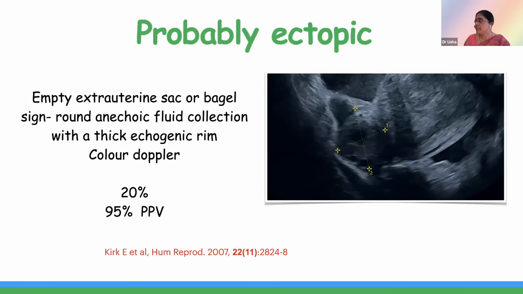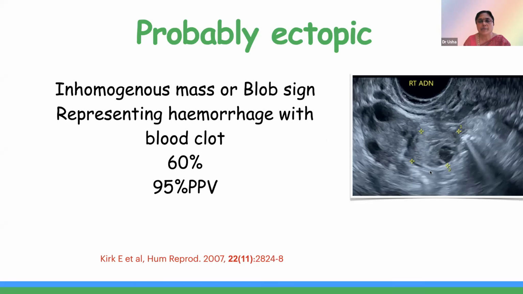So next, there are two other signs which tell that this could be probably ectopic. If you see an empty extrauterine sac, this is called a bagel sign. It is a round anechoic fluid collection with a thick echogenic rim. And if you switch on color, it will give a ring of fire appearance. This again is seen in 20% of women. It has a 95% positive predictive value for an ectopic pregnancy. The other sign is called the blob sign, where you see an inhomogeneous mass. This mass represents the hemorrhage with blood clot.